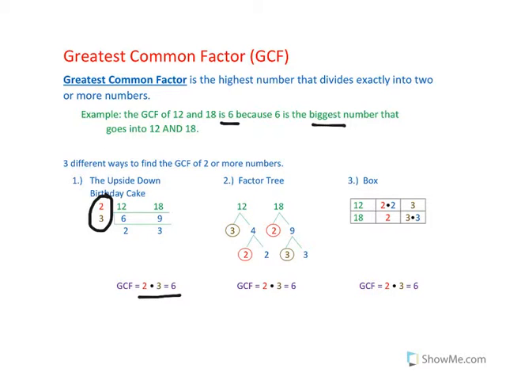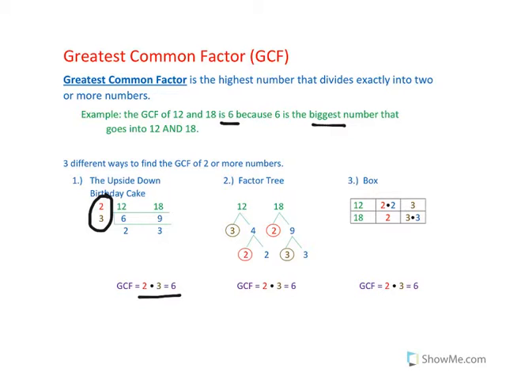Okay, same two numbers, different problem. I'm going to use the factor tree. We're going to break these numbers down to their prime factorization. 12 is equal to 3 times 4. 3 is prime, 4 is not. Keep going. 4 is equal to 2 times 2. I could have also picked 6 and 2. 18 is 2 times 9, or I could have picked 3 and 6. And 2 is prime, but 9 is not, so 9 is equal to 3 times 3.